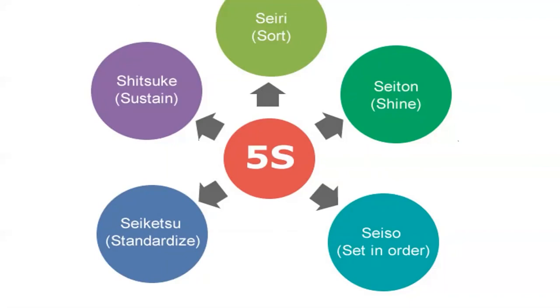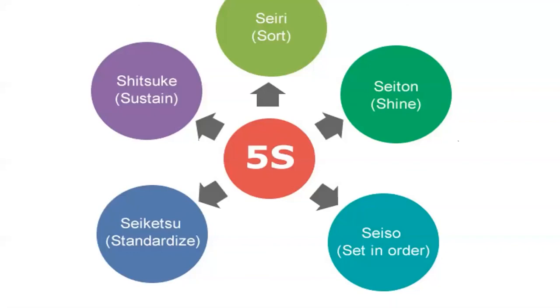Okay, so I am repeating once again for you. What will we do in Seiri? We will sort. Seiri is sort. Then Seiton is what, shine. If you apply Seiton, you will shine. Then we have Seiso. Seiso means set in order, where you have to set things in order. Then we have Seiketsu.